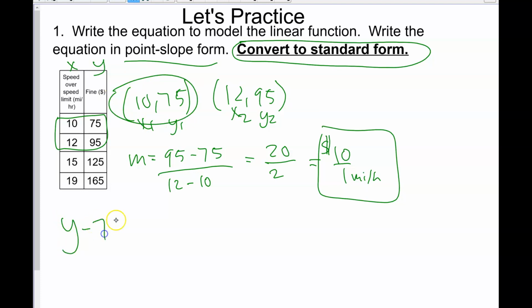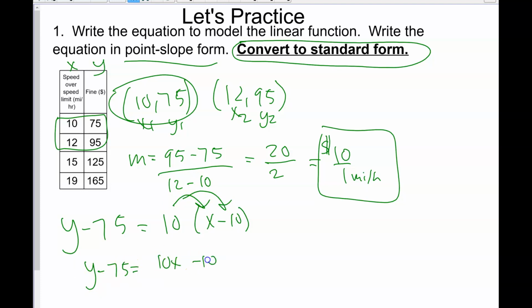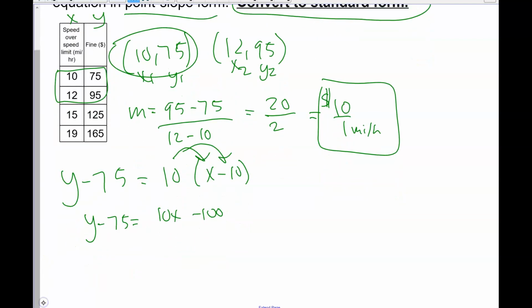I'm going to come back and use that as my point to rewrite this. So I'm going to say y minus 75 because that's my y value originally. My slope was 10 times, and then it's x minus 10 because that's my x value here. I would then distribute. So y minus my 75 is equal to 10x minus 100, right? Then what's happening here is I'm going to rewrite this probably in y-intercept form, right, first.